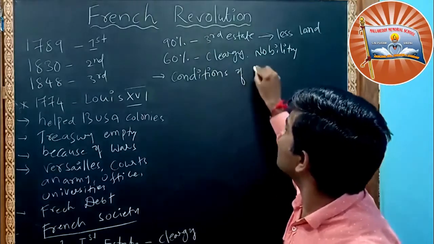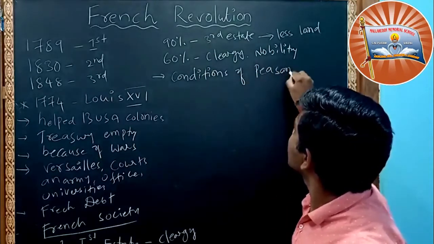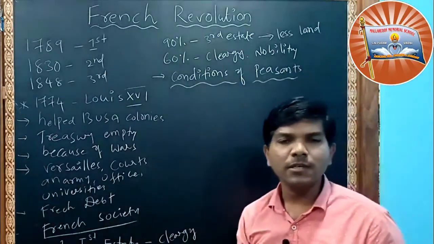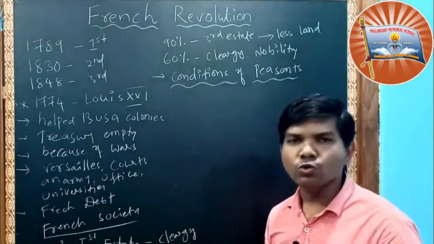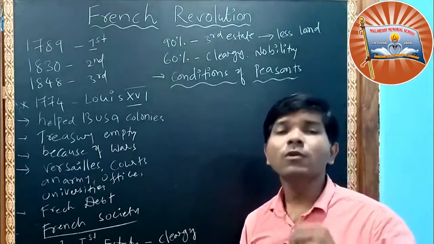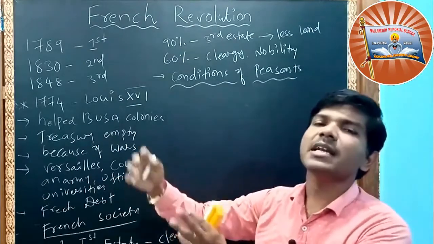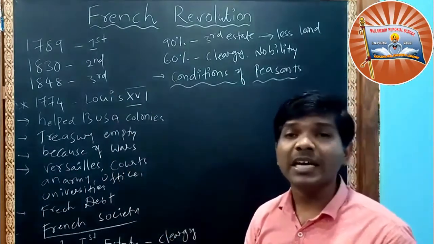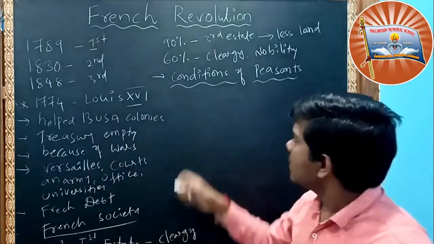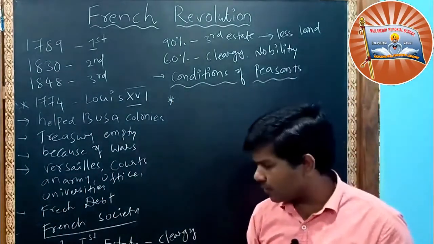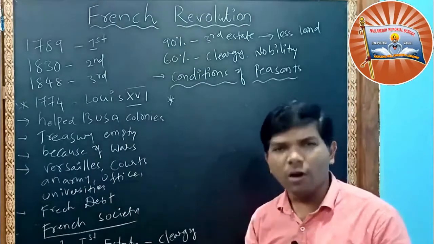Conditions of peasants. Sir, who are peasants, sir? Peasants were those who are farmers. They do farming. They do not have their own land. They usually take others' land for rent. So the peasants are facing a lot of problems.